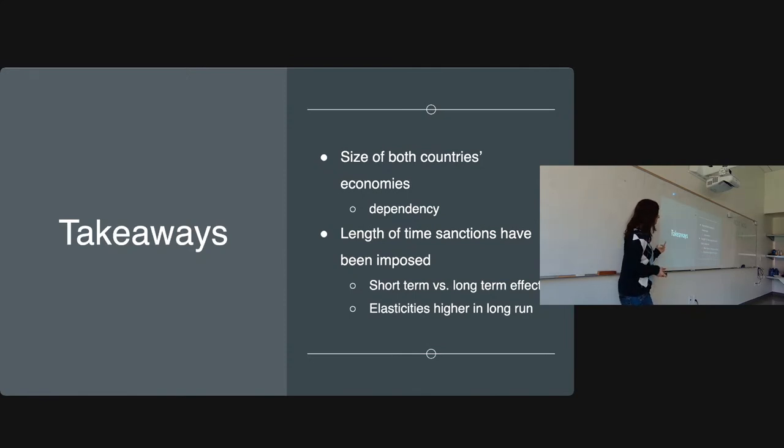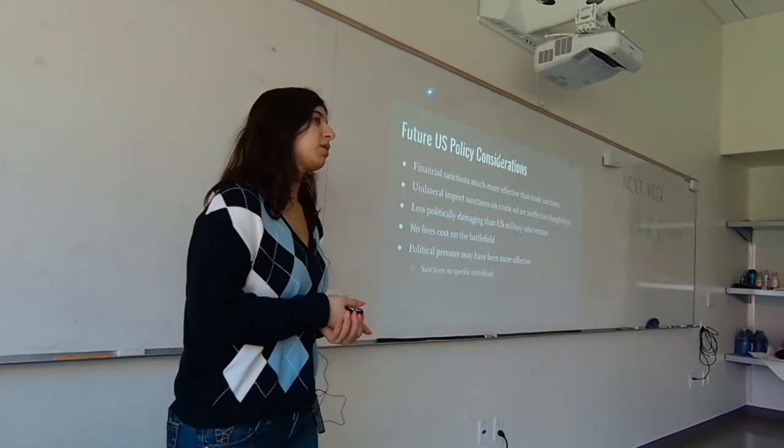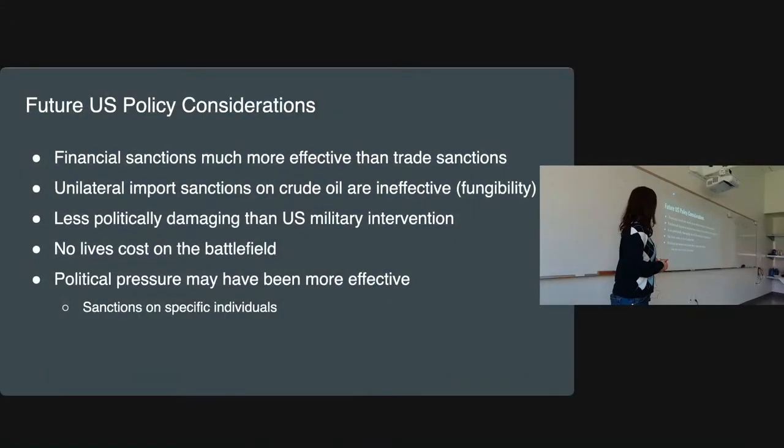In addition, the length of time sanctions were imposed plays a huge difference. Because elasticities are higher in the long run, short-term effects are a lot more severe than long-term effects, which shows a lot of interesting observations about the length of time sanctions have been imposed and whether sanctions' efficacy decreases over time.